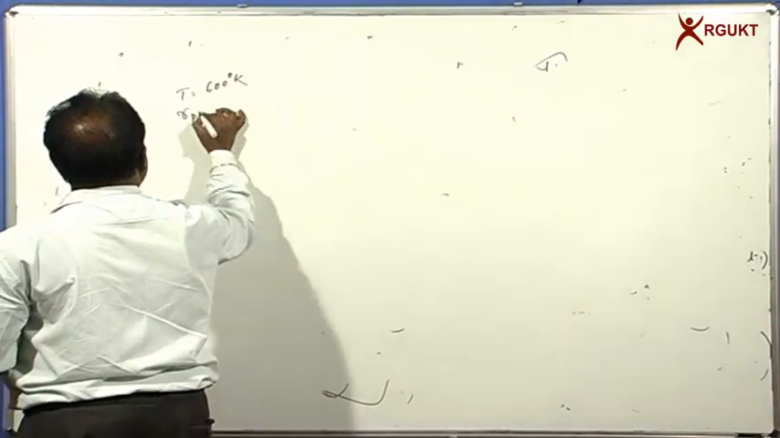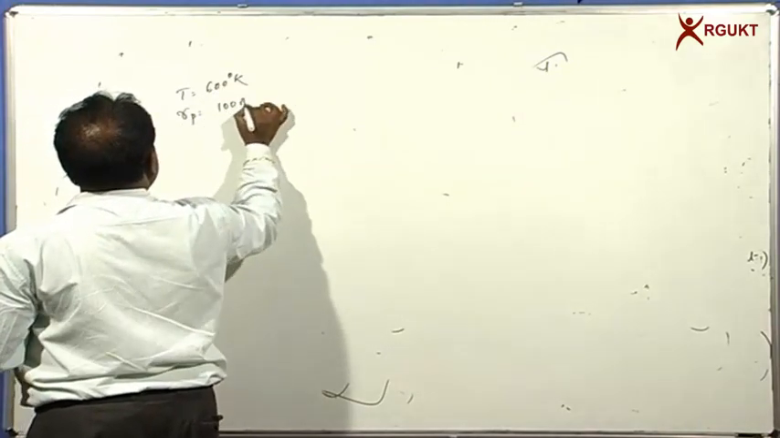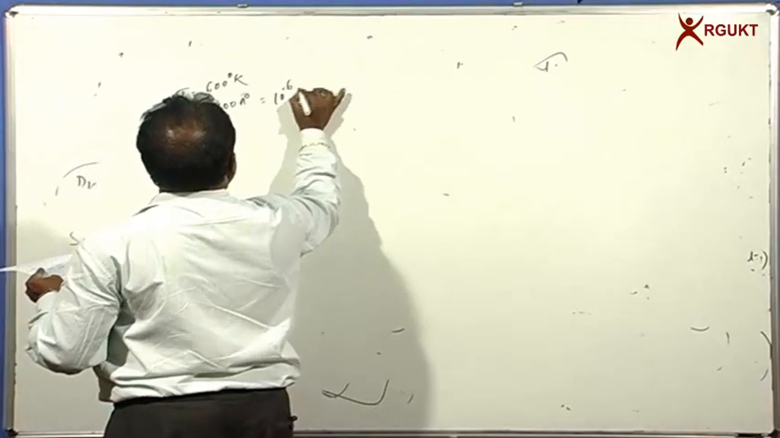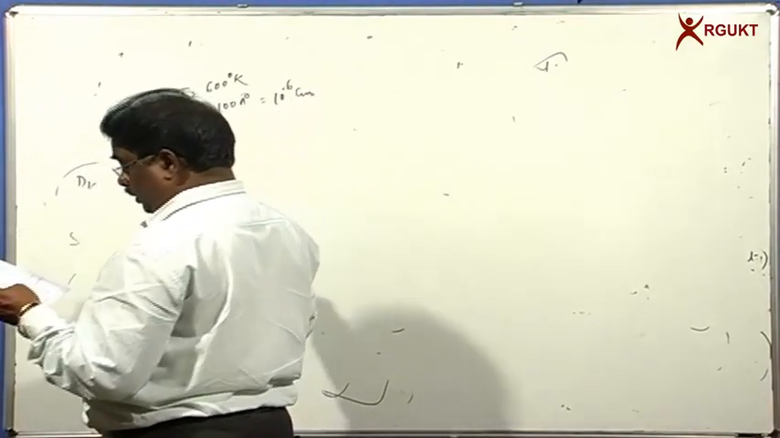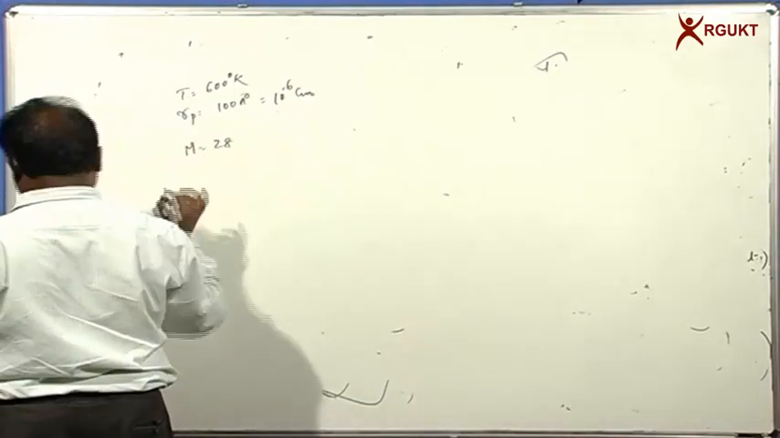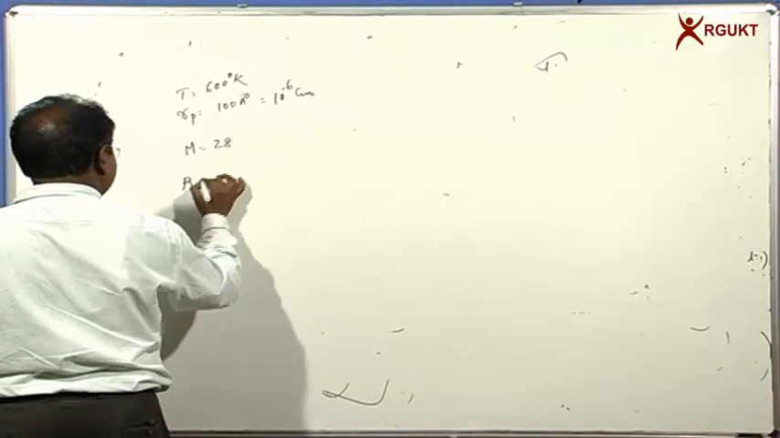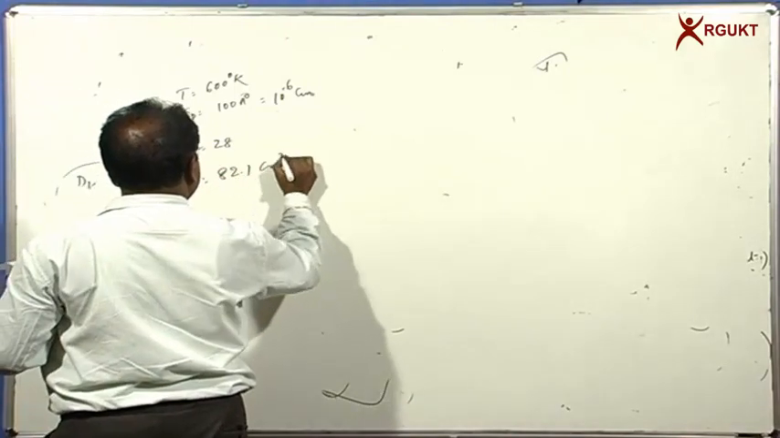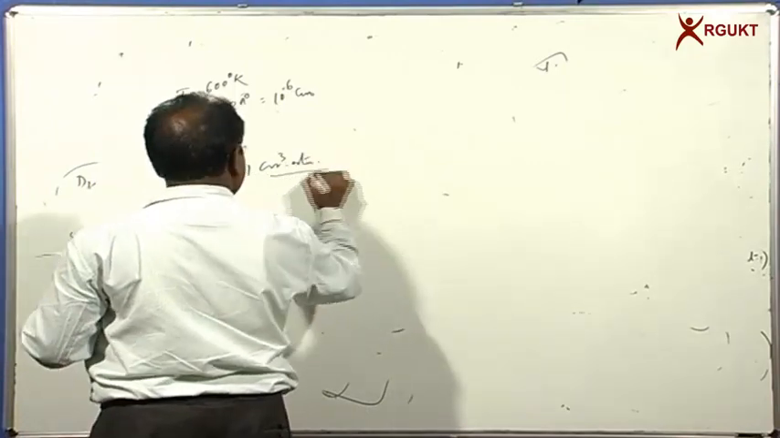The pore radius, RP, is given as 100 angstrom units, that is nothing but 10 power minus 6 centimeters, and the molecular weight is given as 28, the R value is 82.1 centimeter cube atmosphere per kg mole.